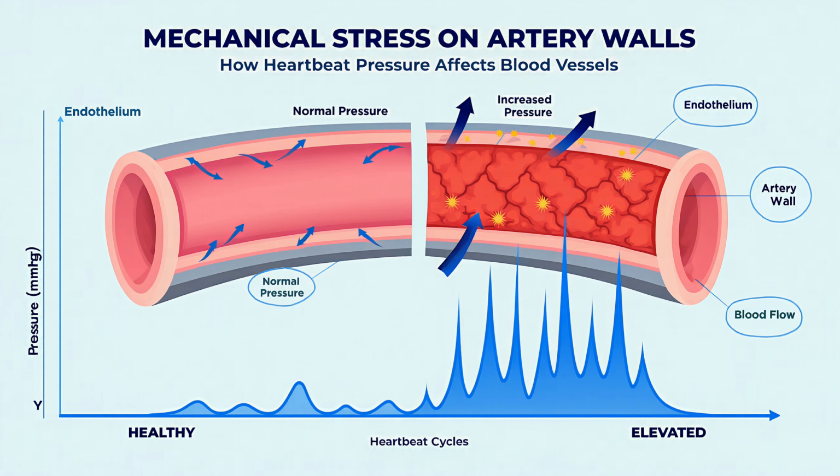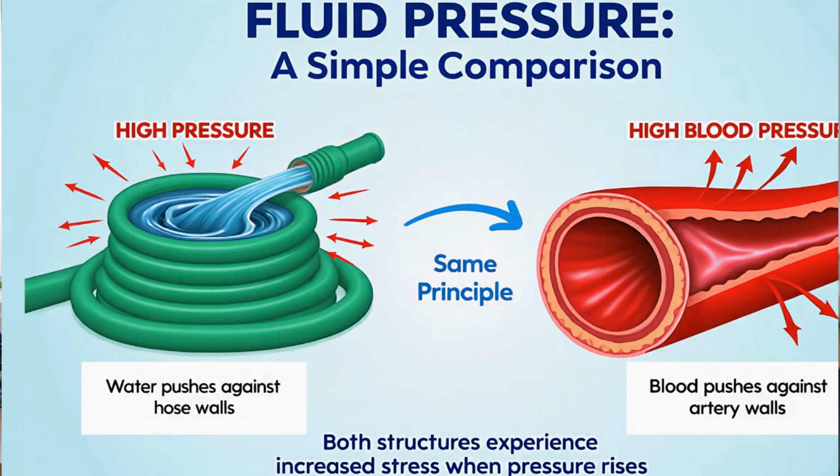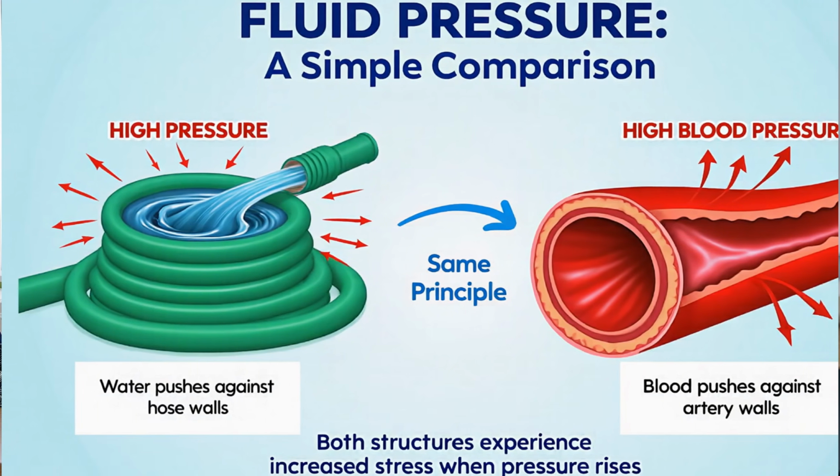Inside the wall of an artery, the inner lining is normally smooth. Blood cells pass through without sticking to it. Oxygen and nutrients flow freely. But when the artery wall experiences repeated stress or injury, the body begins a repair process.